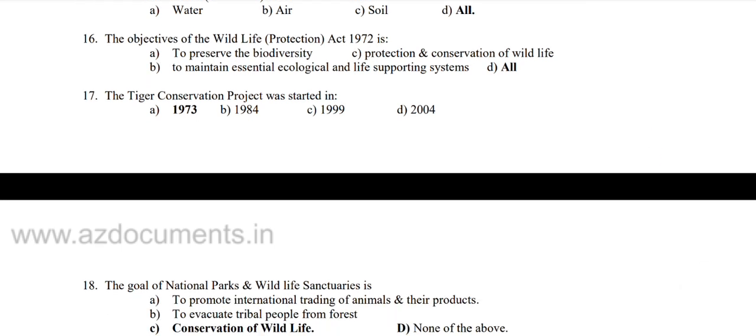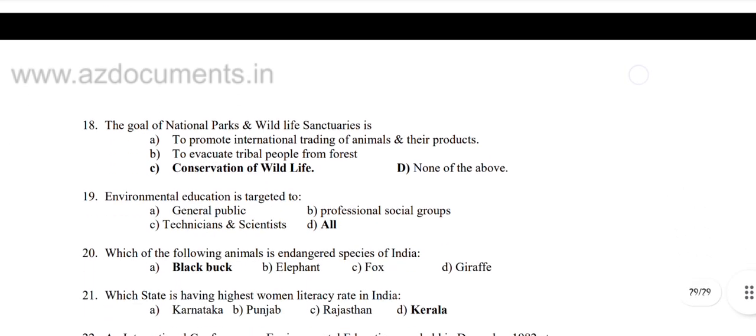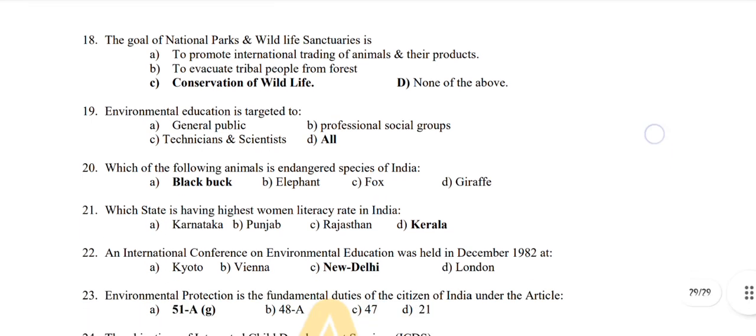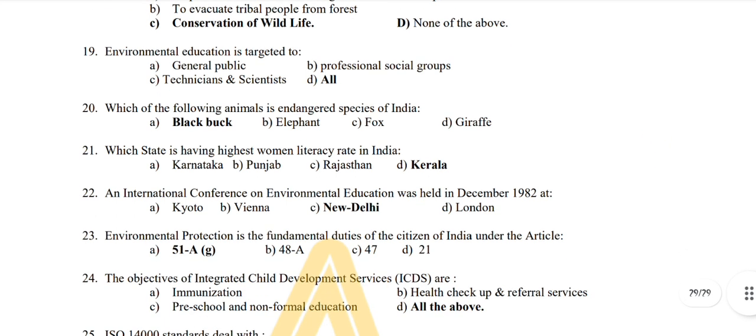16th question, the objectives of the Wildlife Act 1972, all. The Tiger Conservation Project was started in 1973. 18th question, the goal of National Parks and Wildlife Sanctuaries is conservation of wildlife. Environmental education is targeted to all. 20th question, which of the following animals is an endangered species in India? Black buck.